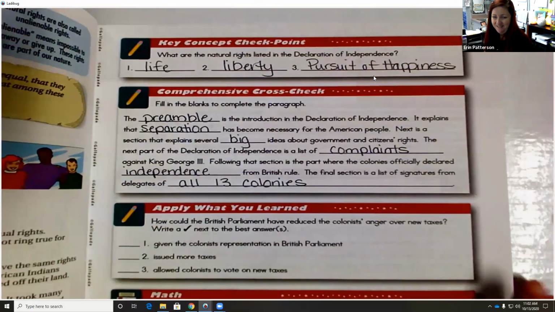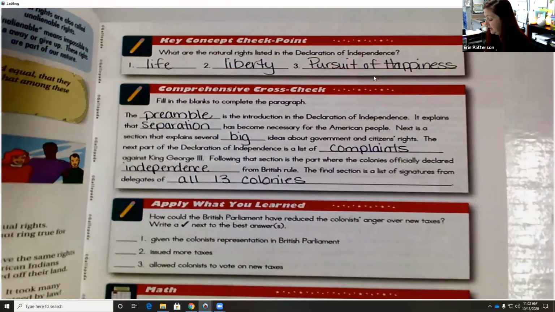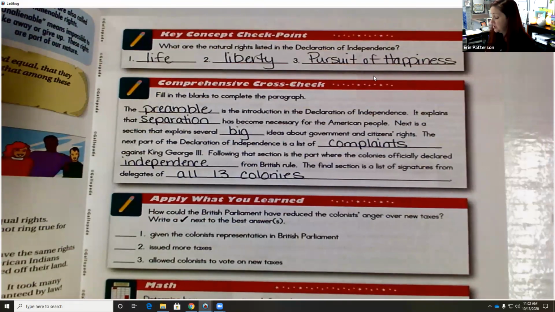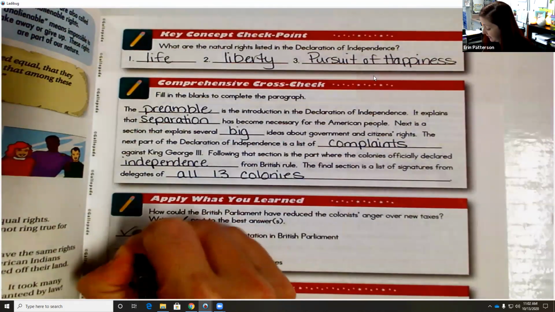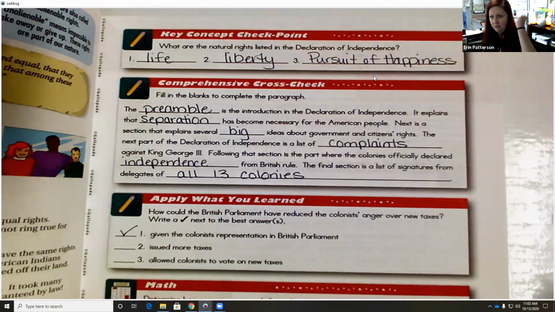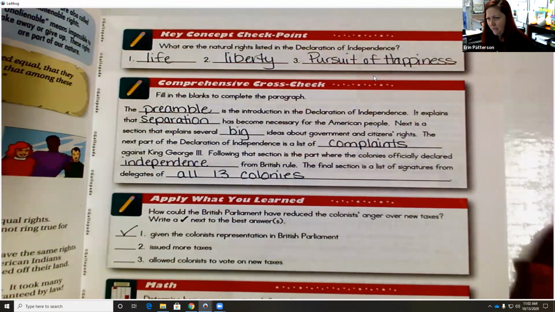A little bit for you. All righty, applying what we learned. How could the British Parliament have reduced the colonists' anger? I mean, how could they have made this better over the taxes? Well, they could have given the colonists representation in British Parliament. That was one of our big chants: No taxation without representation.